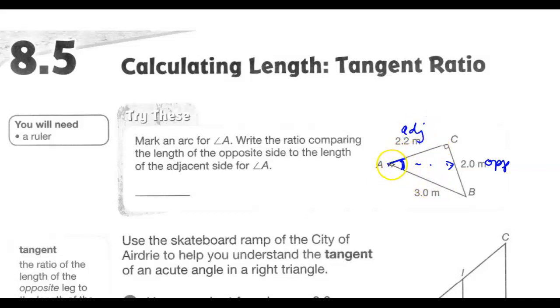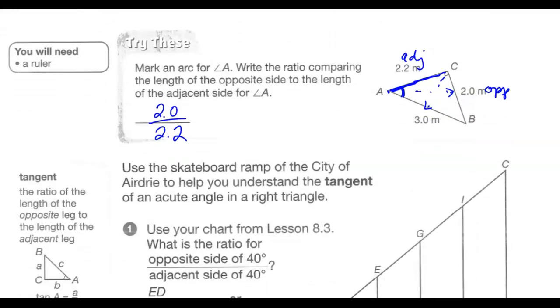Now, the hypotenuse also touches, but it's special because it's opposite the 90 degrees. So the adjacent is the one that's not opposite the 90. It forms the 90. So that ratio would be 2.2. Oh, sorry, opposite, my mistake, is 2.0 over 2.2. And we could simplify that, but it just says write the ratio.